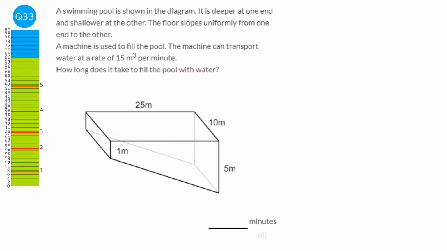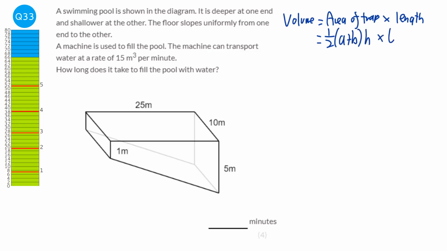First thing we need to do is work out the volume of this prism, and it's a trapezium based prism. So the volume will be the area of the cross section, or area of the trapezium, times the length, how 3D the prism is. So trapezium is half a plus b h, and then times the length.